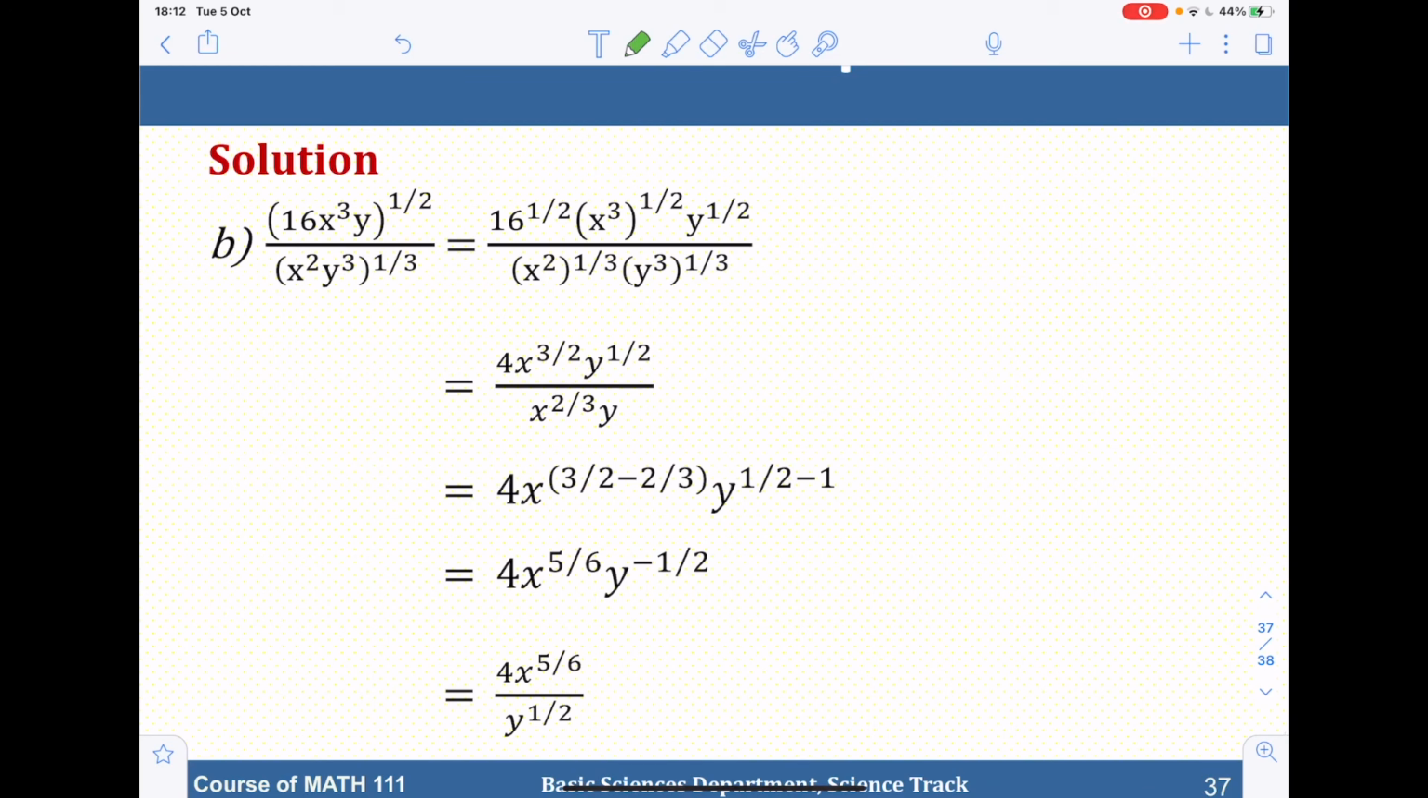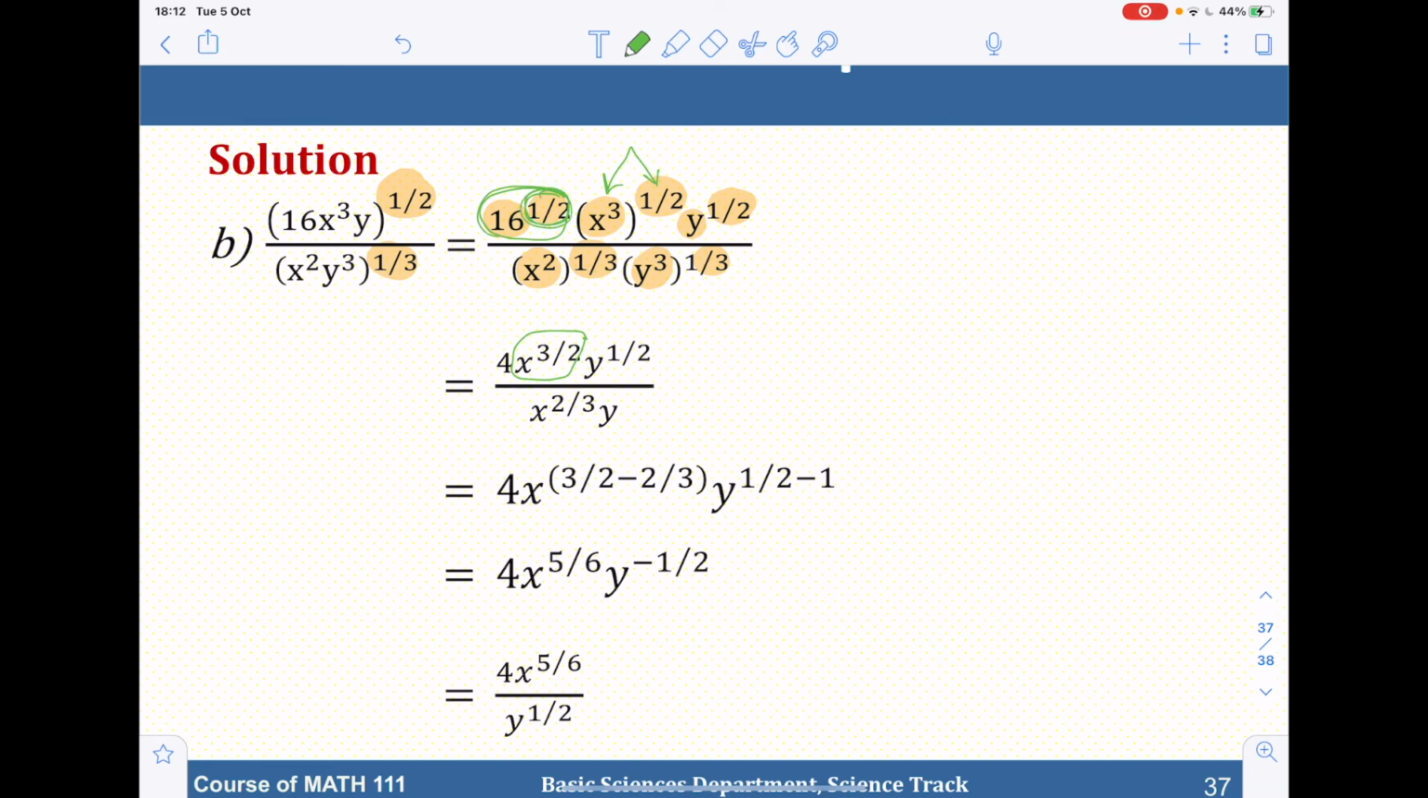Okay, for this question, same thing. I will first distribute the 1 over 2 to each factor. So 16 to the power 1 over 2, x to the power 3 to the power 1 over 2, y to the power 1 over 2. Okay, and same thing here with 1 over 3. So I will distribute the 1 over 3 to all the factors. And now here I have power to power, so I will multiply. So for this one, 3 over 2. So x to the power 3 over 2.